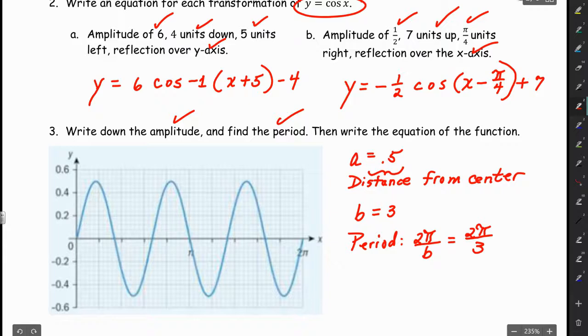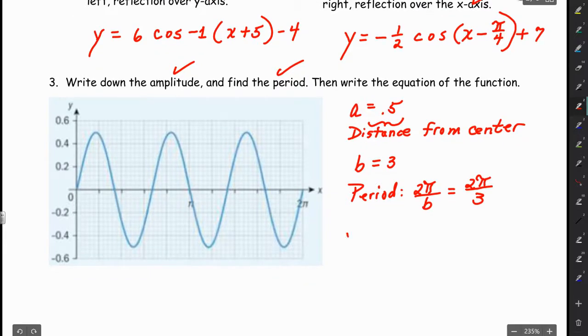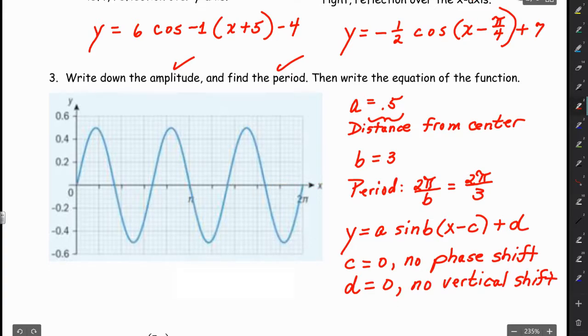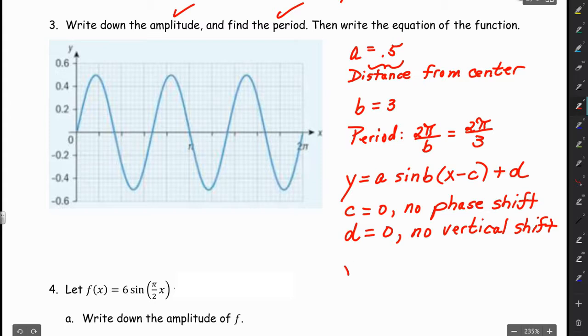and now we're going to write the equation of the function. So the equation is in this form. C is equal to 0 because we have no movement left or right. We have no phase shift. And D is where our center happens. So our center on this graph is happening right at 0. It's happening on the line y equals 0. So D is equal to 0. And now we can fill in all the values and write the equation.